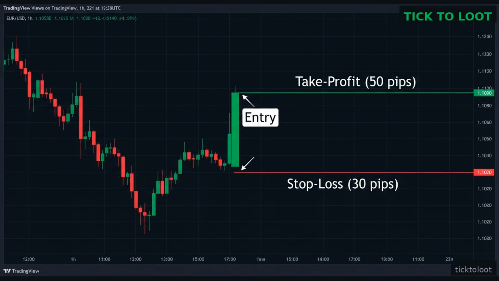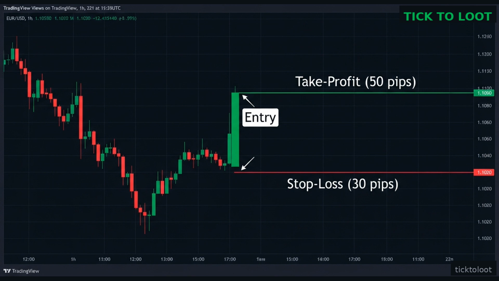Next, we decide how much profit we want to aim for. A common approach is to set a take-profit level that is a bit larger than the stop-loss distance, giving us a risk-to-reward ratio of about 1 to 1.7. So we place our take-profit at 1.1100, which is 50 pips above the entry. This means if the trade works, we could earn 50 pips, but if it goes against us, we limit loss to 30 pips. By visualizing entry, stop-loss, and take-profit on the chart, we instantly see the trade's risk and reward.